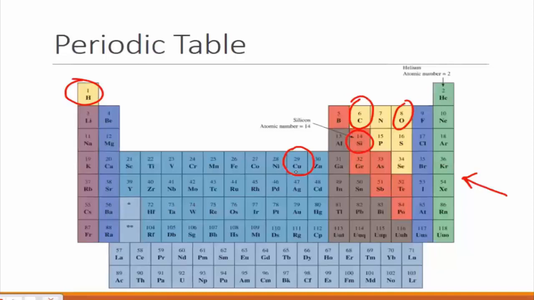Right? In fact, germanium, right below silicon, there is germanium. It has an atomic number of 32. That is also a semiconductor. In fact, the first semiconductor-based devices are from germanium, not from silicon.